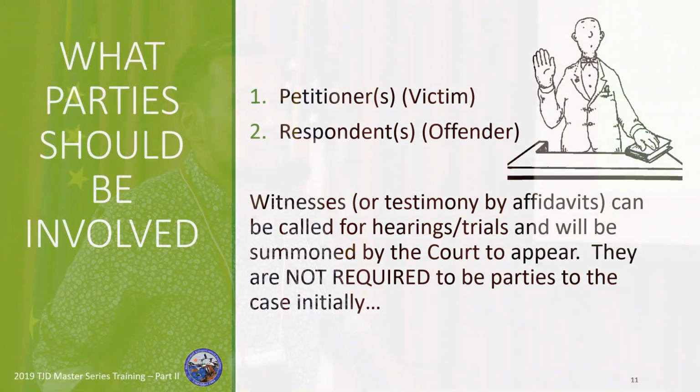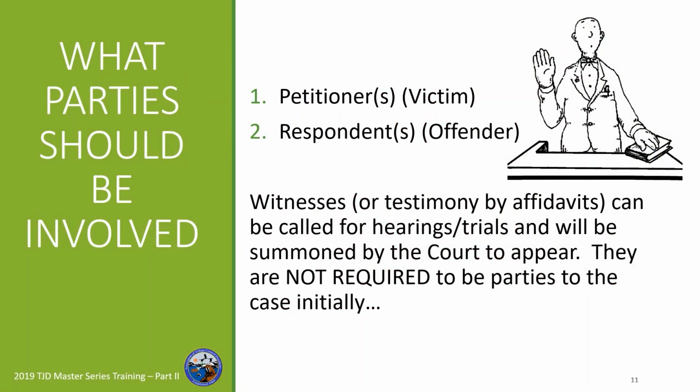So again, what parties should be involved, right? We want to make sure that when we're filing petitions or when a complaint is filed, we are including all of what we would deem necessary parties, right? So we want to make sure we have the petitioner or petitioners, who are going to be essentially the victims in this case, and we want to make sure we have the respondent or respondents, who are going to be the offenders. And so you may ask, let me give you an example, right?